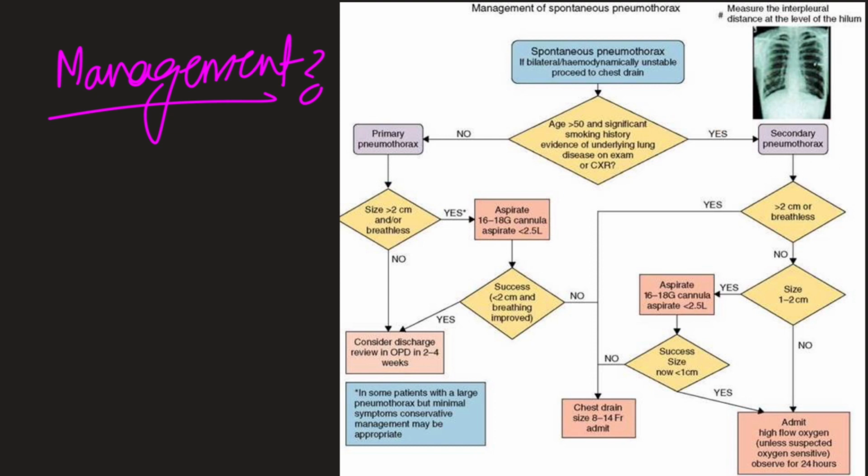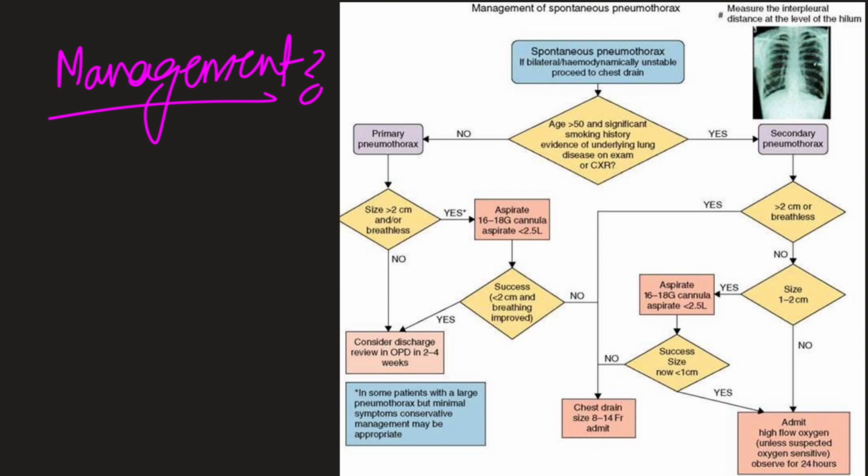Next, you have to see the size of the pneumothorax. If it is more than 2 centimeters or if the patient is breathless, then you are going to place a chest drain. And this is the size of the chest drain that has been mentioned over here, but you can place a chest drain of 28 to 32 French, right? This is the size which is usually used in pediatric patients.